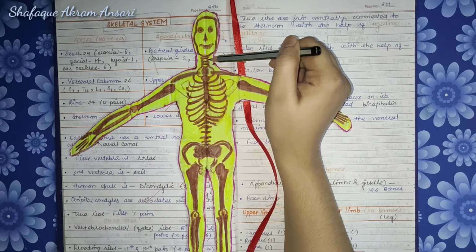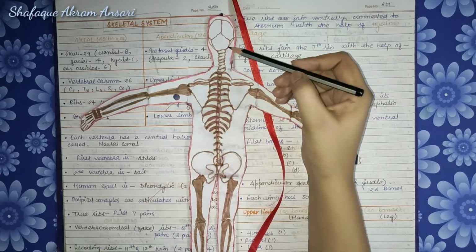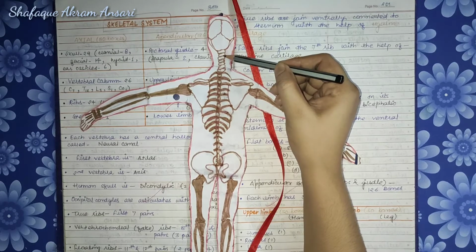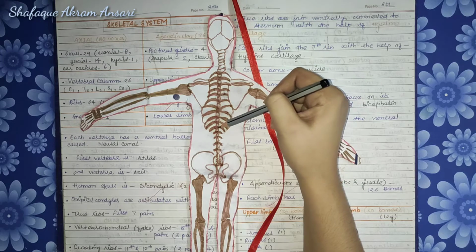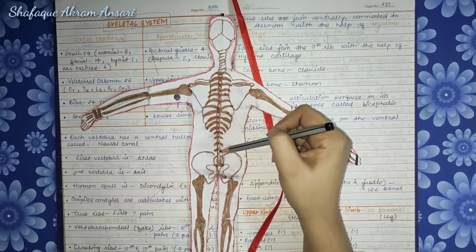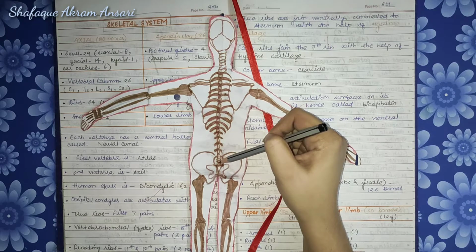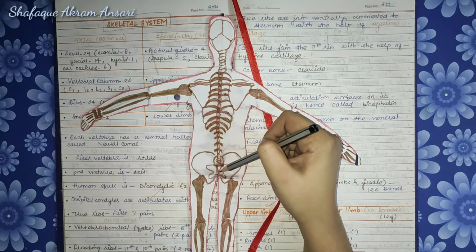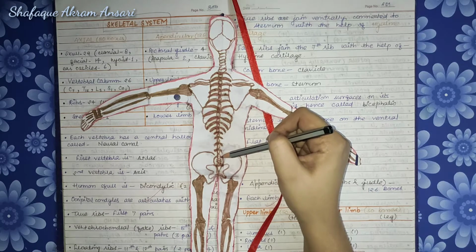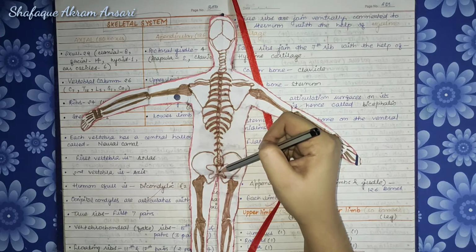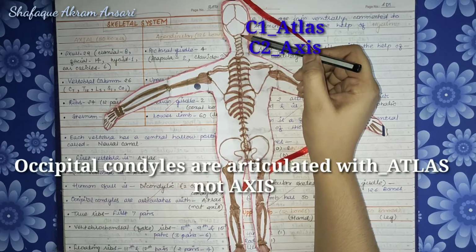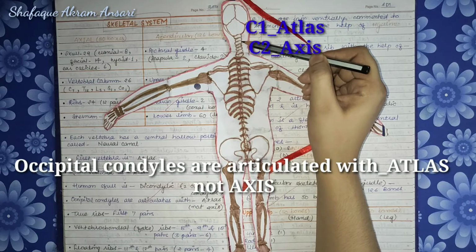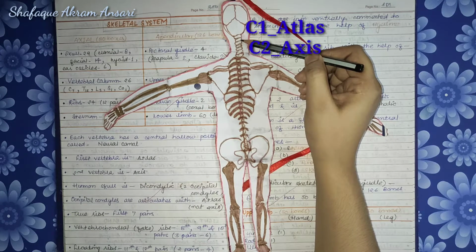Now, 26 bones in the vertebral column: 7 cervical, 12 thoracic, 5 lumbar, 1 sacrum, and 1 coccyx, that is your tailbone. Sacrum is a fusion of 5 bones and the coccyx is a fusion of 3 to 5 bones. The first vertebra is atlas and the second vertebra is axis.